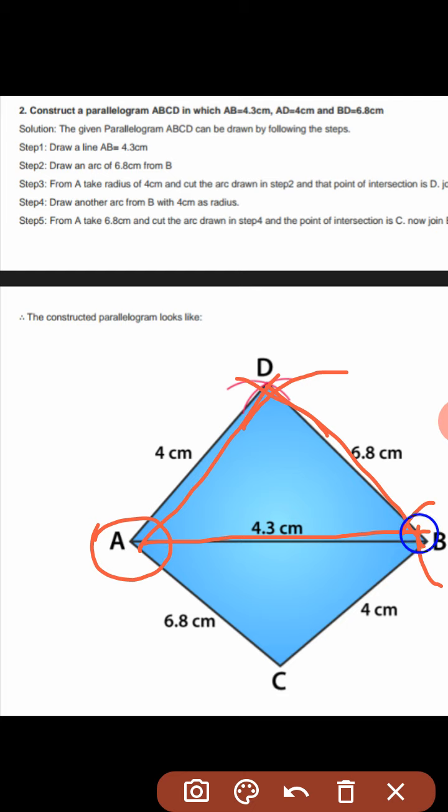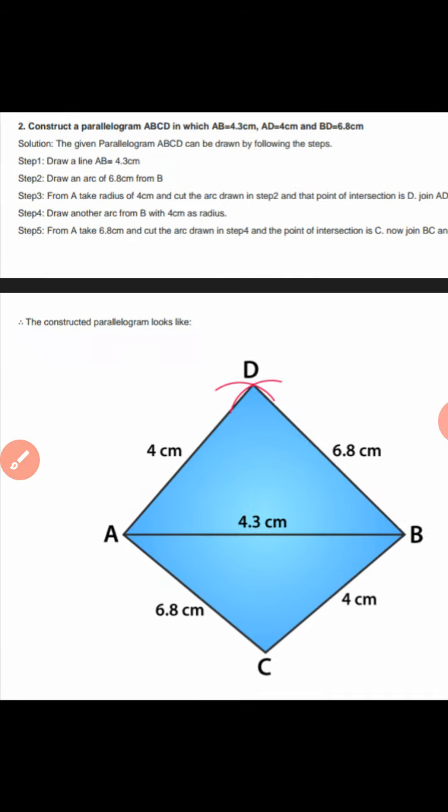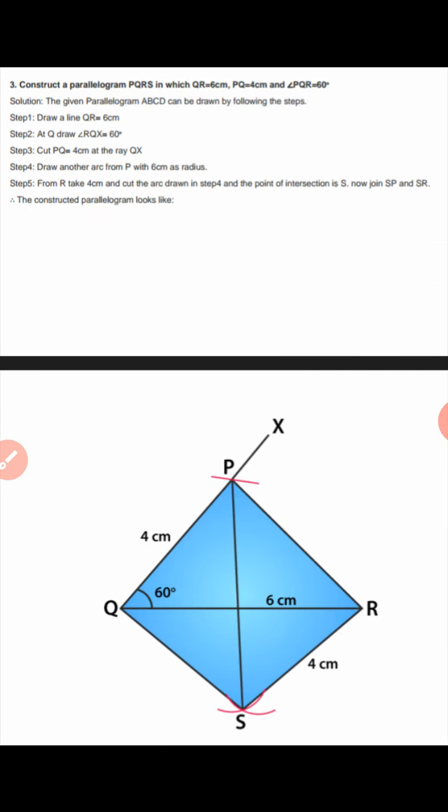Now again from point B we have to cut another arc of 4 centimeter. Then from point A we have to cut another arc of 6.8 centimeter. Then we have to join these lines also. So in this way we can complete this parallelogram ABCD. This parallelogram ABCD can also be constructed in this way. Now after this, see the next question.